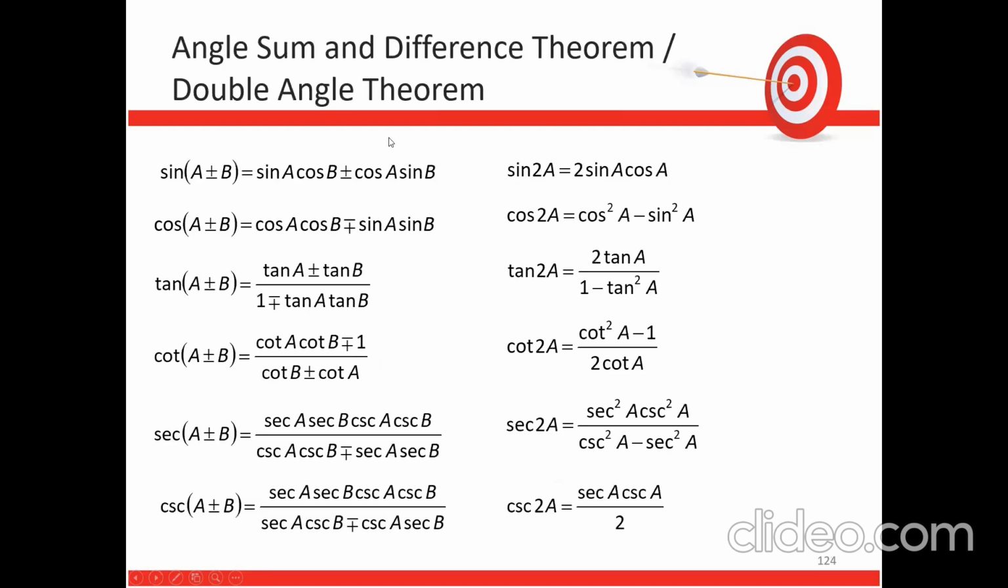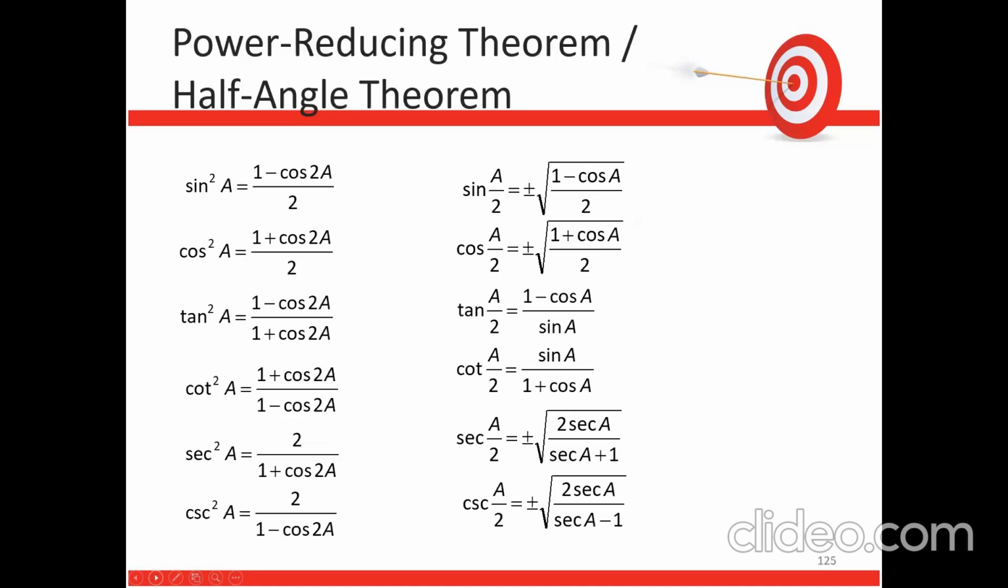So, angle sum and difference theorem, double angle theorem. So, ito yung mga equation mo. Sine of A plus or minus B is equal to sine A cosine B plus or minus cosine A sine B. So, dito naman sa cosine, cosine of A plus B is equal to cosine A cosine B minus or plus sine A sine B. Kapag ginamit mo yung plus, minus sa kabila. Okay? Tangent, cotangent, secant, cosecant. So, ito naman yung double angle theorem. Sine 2A is equal to 2 sine A cosine A. So, yan, cosine 2A, tangent 2A, ito yung mga equation mo. Okay, hindi ko nabasahin para di masyadong mahaba yung oras.